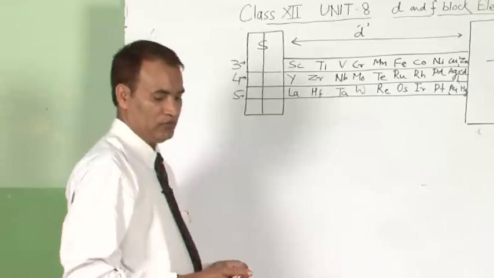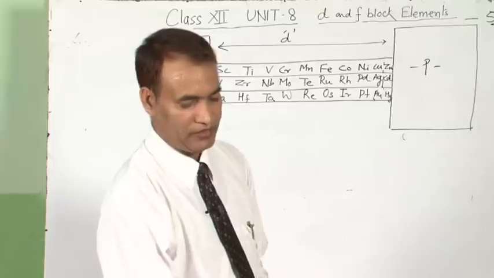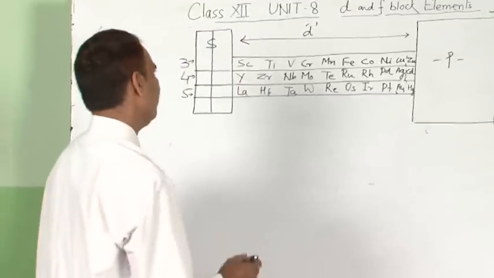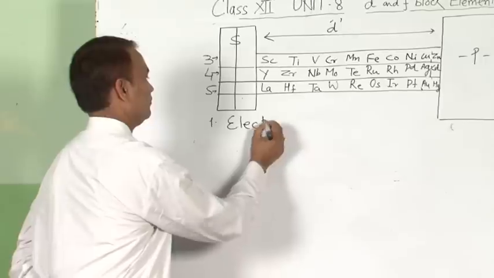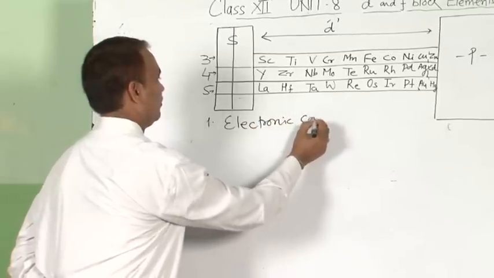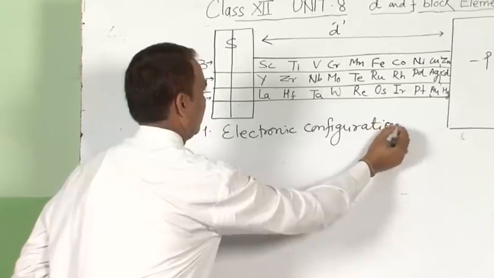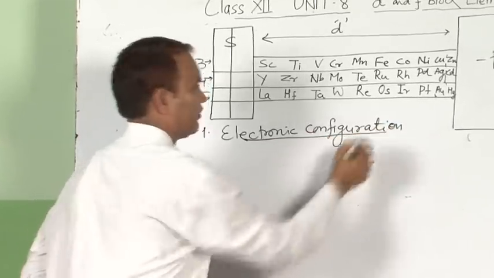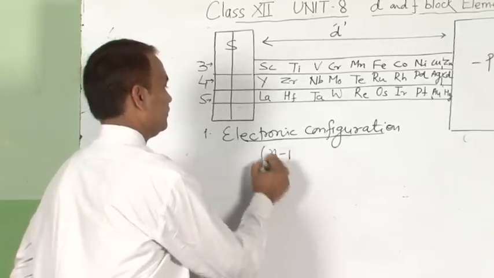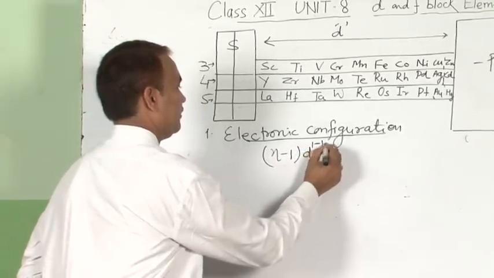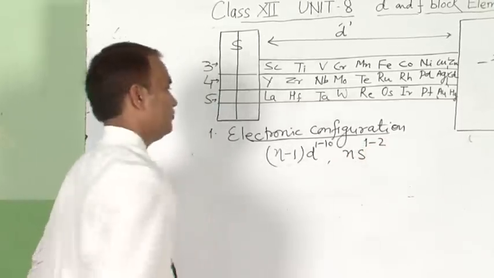Now, the properties and characteristics of D block elements. First one, that is electronic configuration. First, the general electronic configuration of D block elements is (n-1)d 1 to 10, ns 1 to 2.